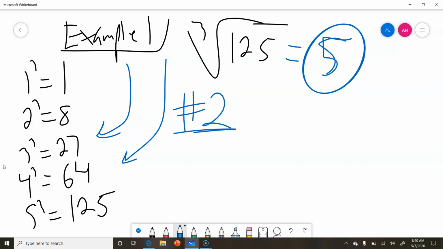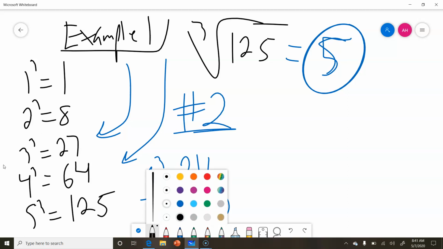Now, if we keep going here, we have 6 cubed, which is 216, 7 cubed, which is, I have it on my calculator because I don't have it in front of me, 343, right? So now we have these.